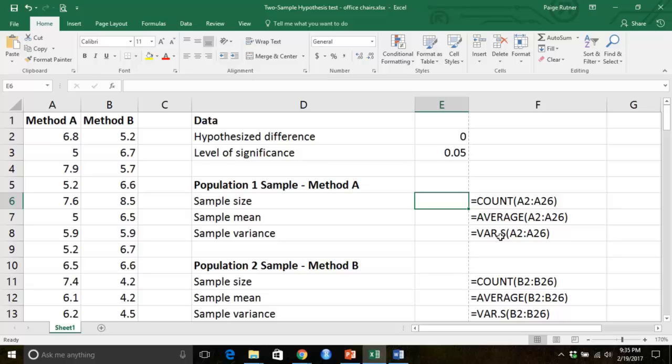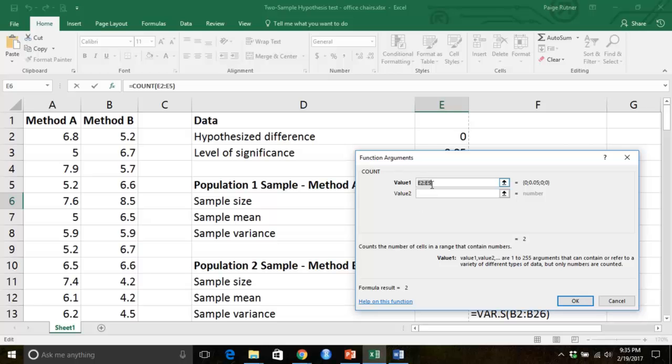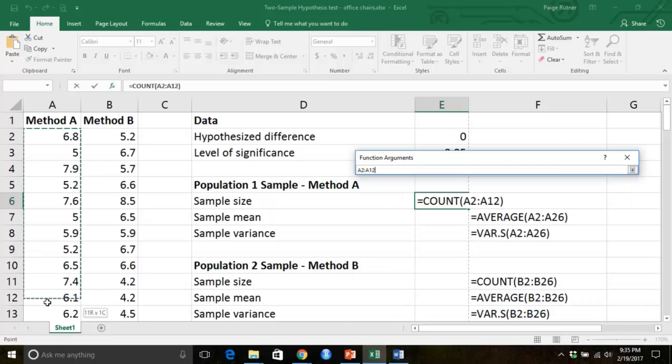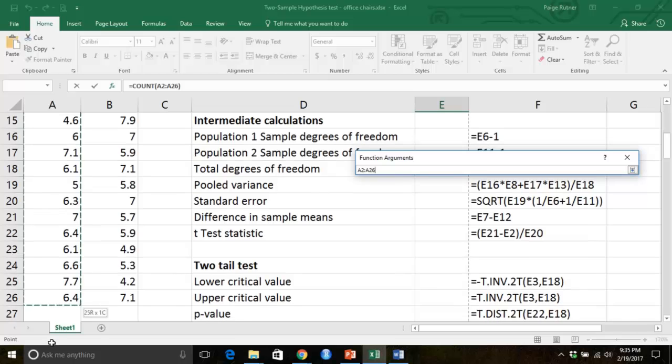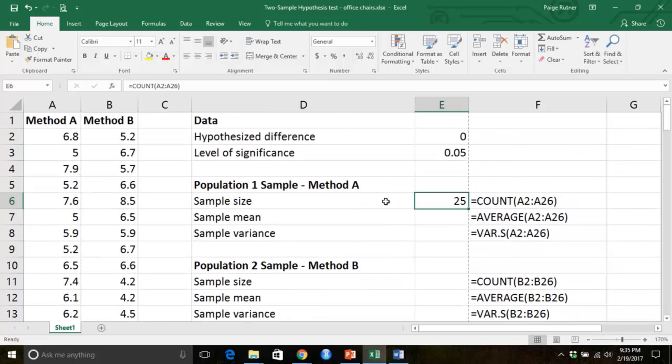But starting with my raw data, I need to count how many items are in my sample. And so let me go ahead and start with that. I'm going to use the count function, and I will just highlight all 25 items there. And we already know we've got 25, but it's good to confirm that. Then I'm going to go ahead and compute my sample mean, and I can just do that with the average function.